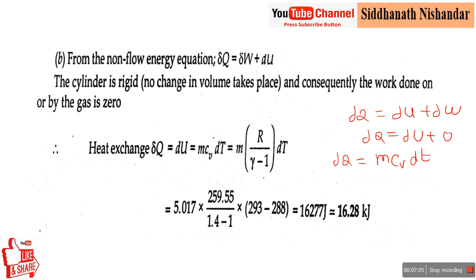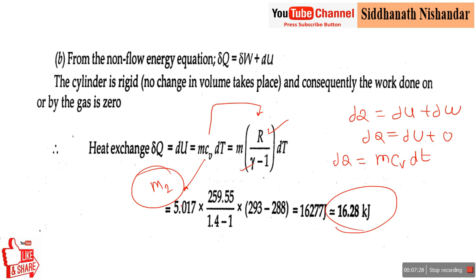In this numerical we can put the value of Cv as R upon gamma minus 1, because Cv is not given. They gave hints like R and gamma, and both temperatures T1 and T2 are available with us, so we can calculate the heat transfer. Putting the value of mass is very important: it is the final mass, that is m2, while calculating heat interaction. That is the heat exchange, a very simple numerical.